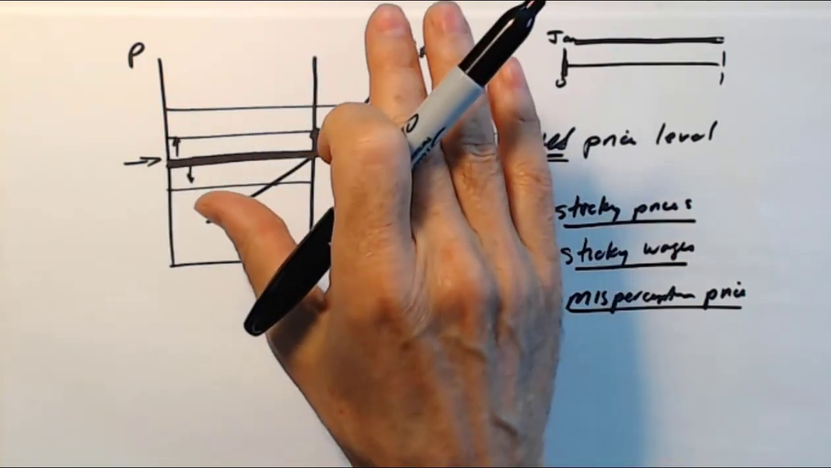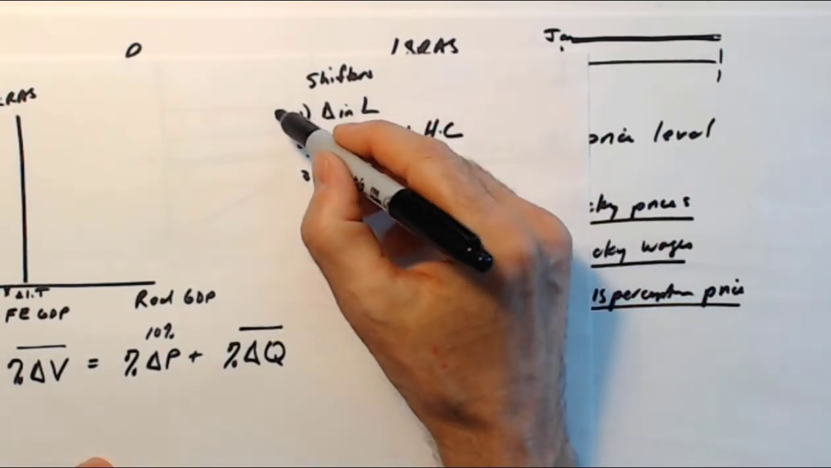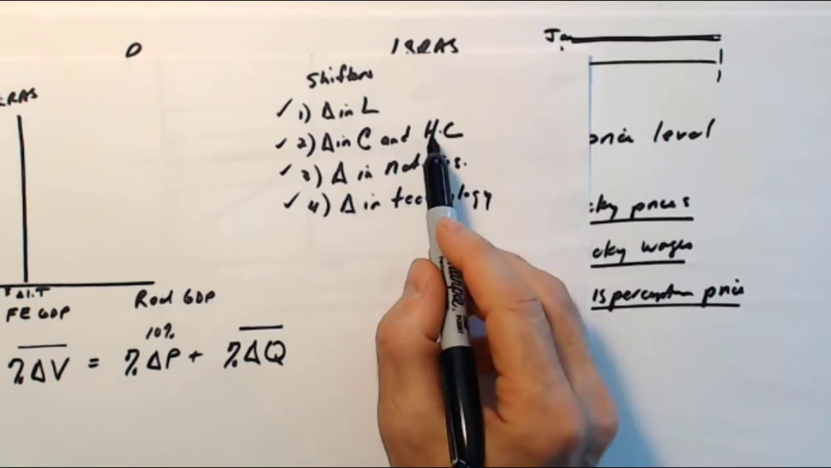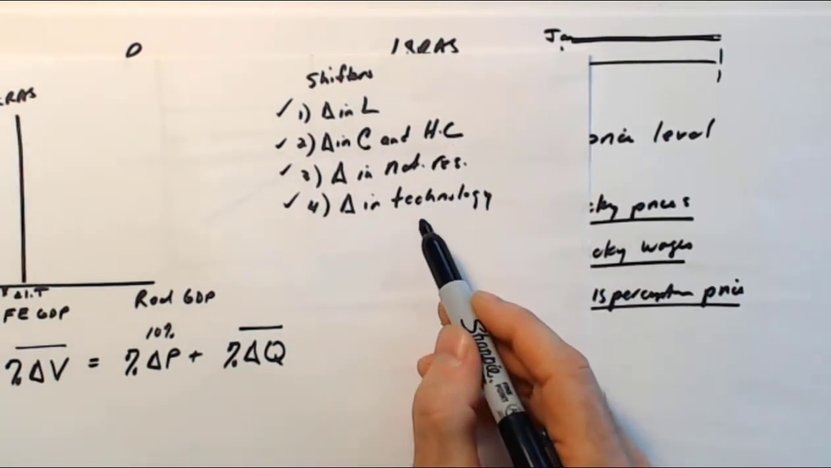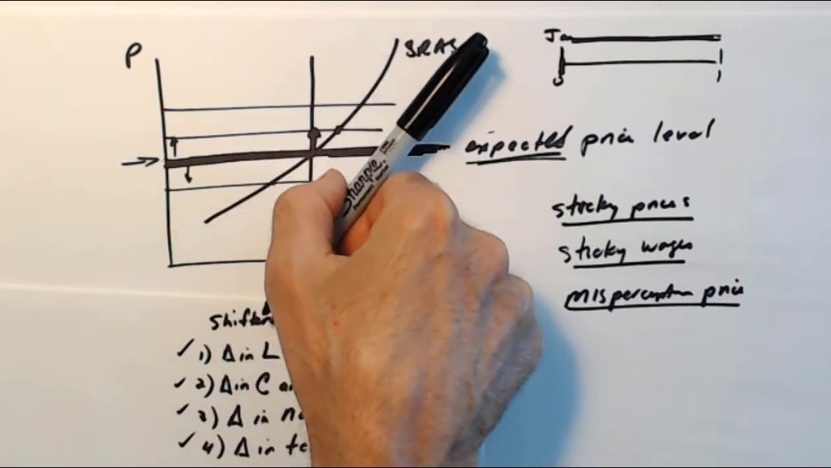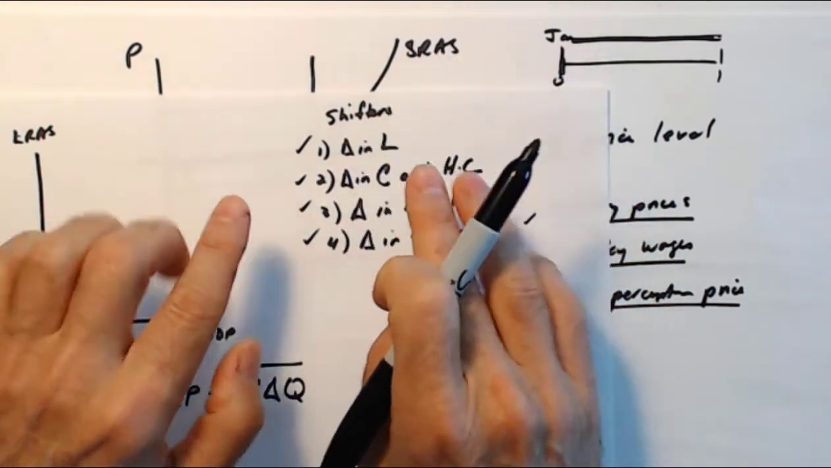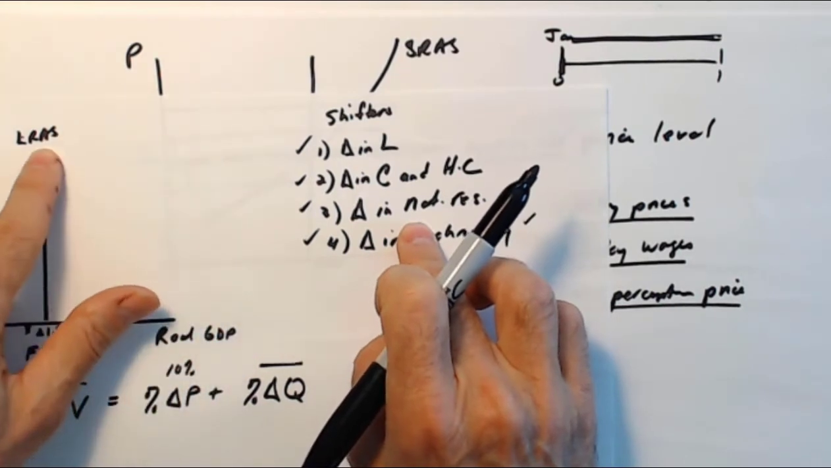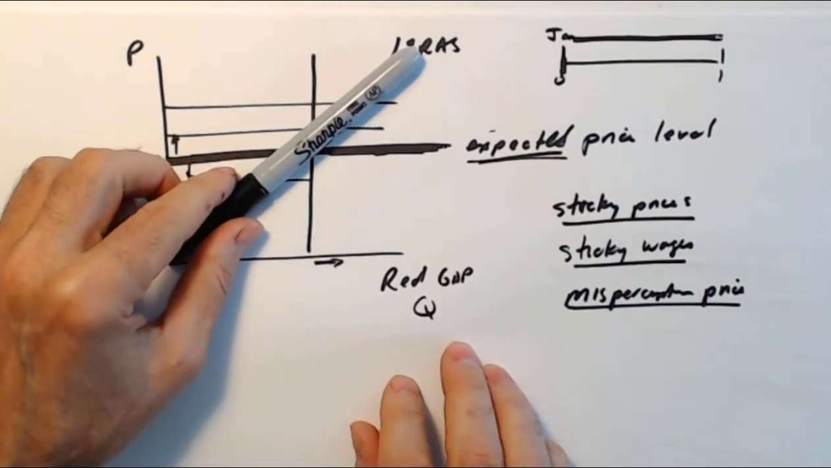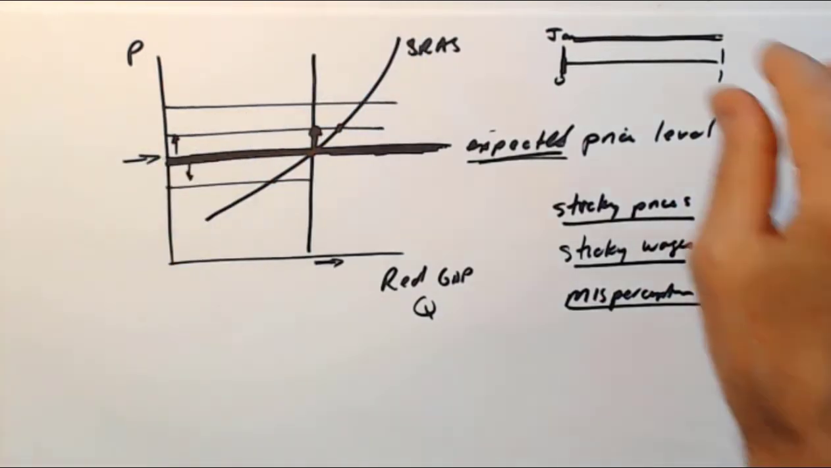Okay, so what we want to look at now is what are the shifters? And the shifters of the short-run aggregate supply curve are these same items here: changes in quantity of labor, changes in quantity of capital and human capital, changes in natural resources, changes in technology. All will shift, right? And so increases in all of these will shift things down to the right. The point is that the shifters of the short-run aggregate supply curve are the same as in the long-run aggregate supply curve, except one thing, and that is expected prices.